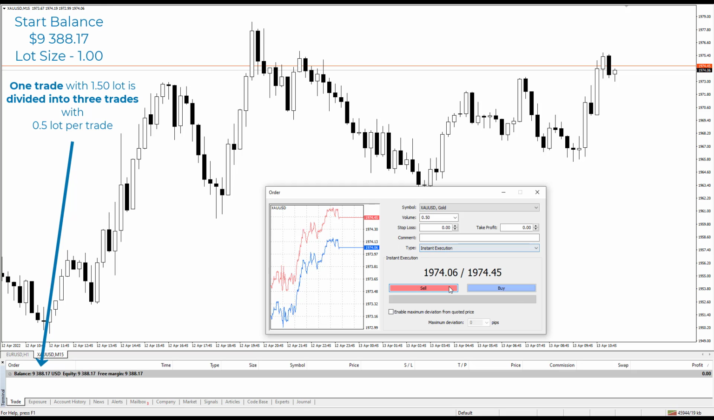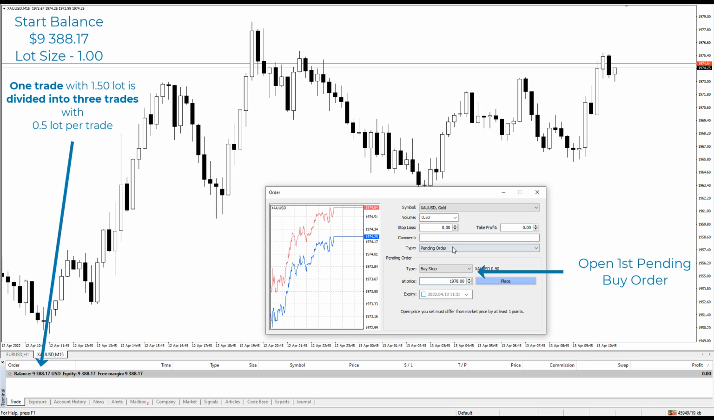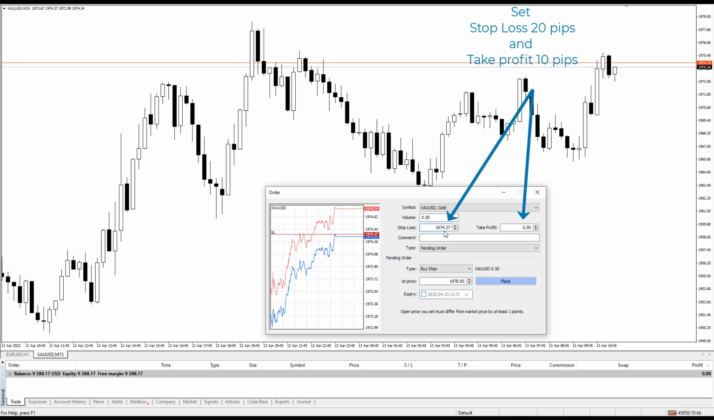Okay. Now I will open a pending order. It will be a buy stop order where I'm expecting the price will move higher than the price is currently on the market. I will put stop loss and take profit. Stop loss will again be 20 pips, and take profit on the first trade will be 10 pips.